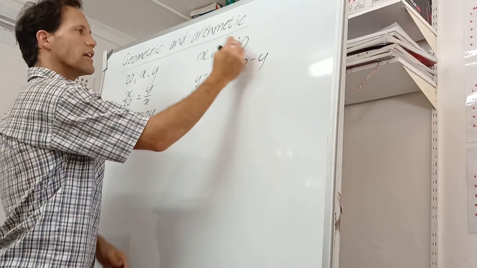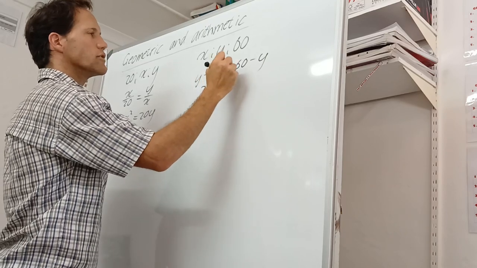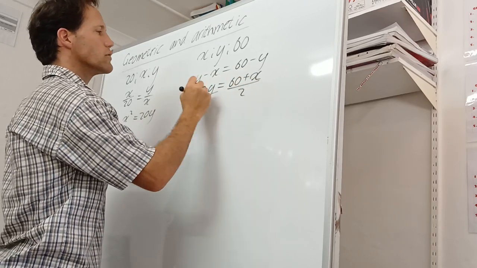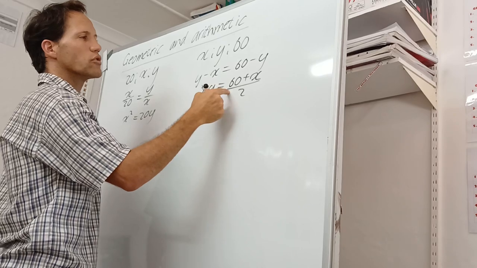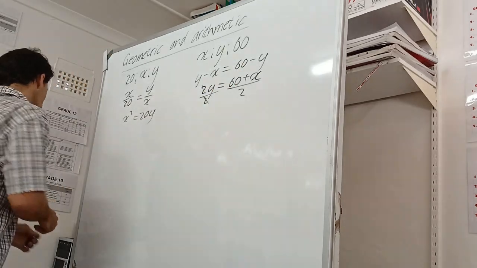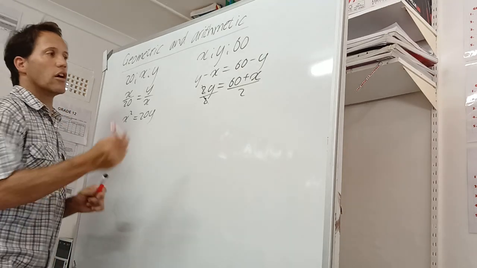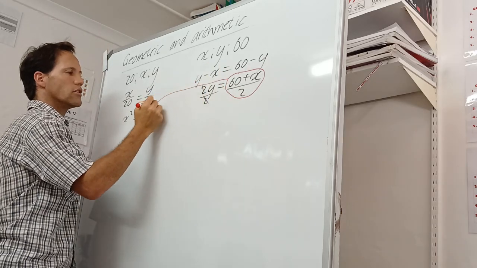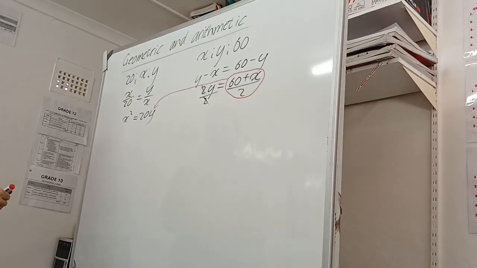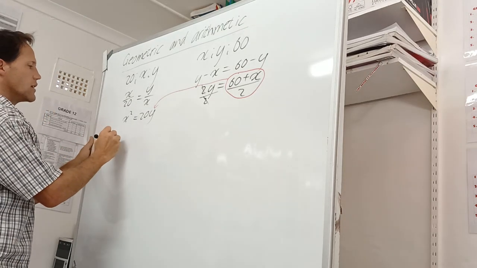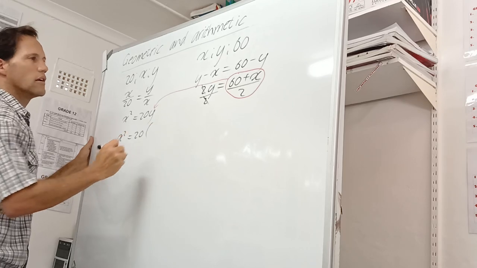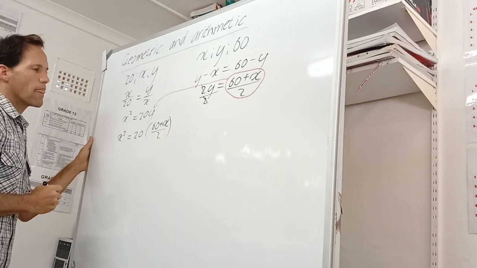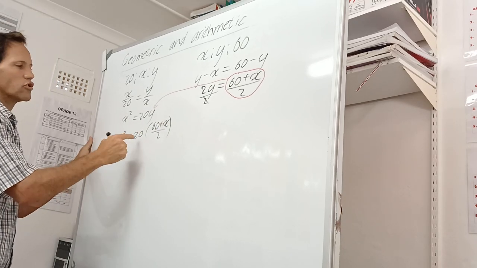So let's take the negative y over, then we get 2y is equal to 60 plus x. Then we can divide both sides by 2, so they cancel out. So y is equal to (60 plus x) divided by 2. Then this part, y equal to (60 plus x) over 2, can be substituted in place of y over there. So we're going to have x squared is equal to 20 times (60 plus x) over 2.